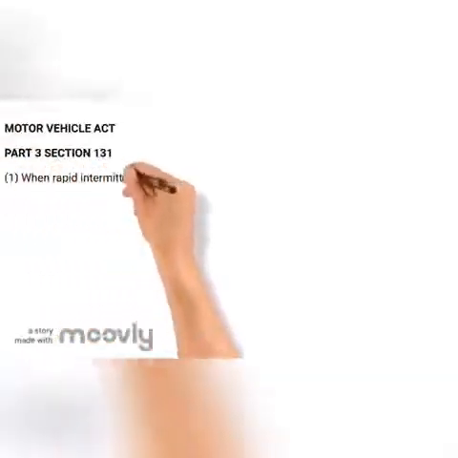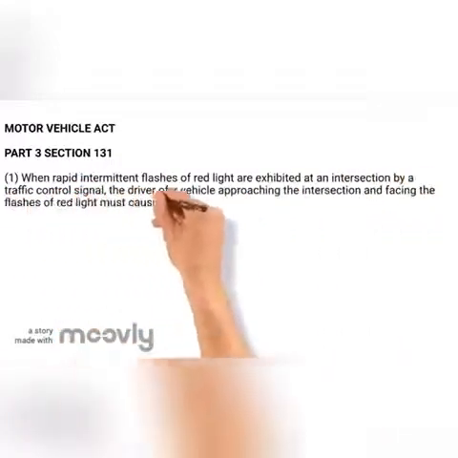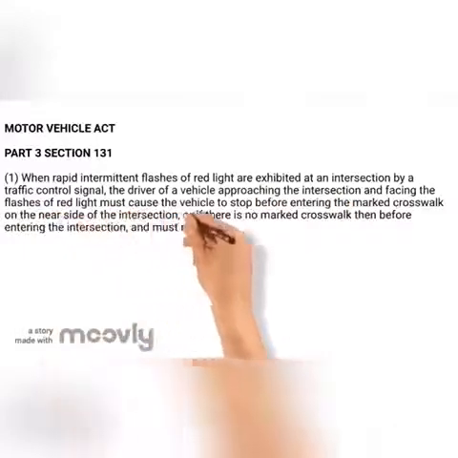Part 3, Section 131 states that when rapid intermittent flashes of red light are exhibited at an intersection by traffic control signal, the driver of a vehicle approaching the intersection and facing the flashes of red light must cause the vehicle to stop before entering the marked crosswalk on the near side of the intersection, or if there is no marked crosswalk, then before entering the intersection. It must not cause the vehicle to proceed until it is safe to do so.